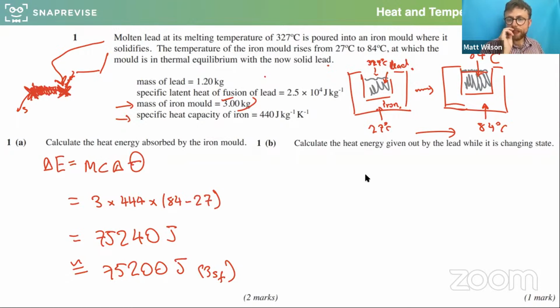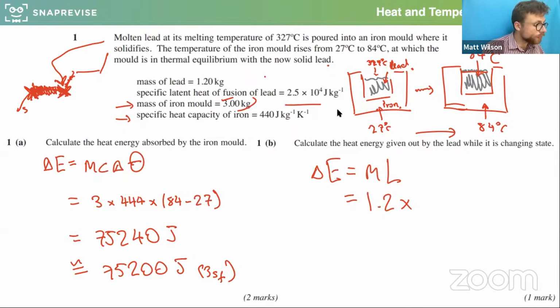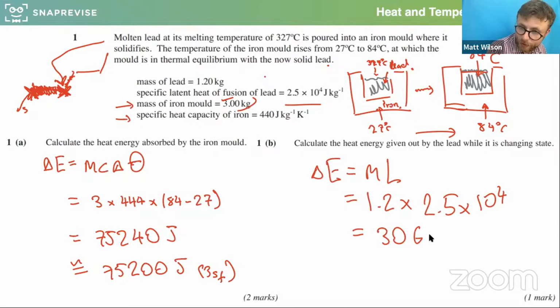Heat energy given out by the lead while it is changing state. This time it's change of state, so the formula we're going to use is change of energy equals mass times latent heat. Here we have been told the mass again, it was 1.2. And have we been told the specific latent heat of fusion? Yes, we have. It's 2.5 times 10 to the power 4. Chuck all of that into a calculator and you'll get 30,600. And that's in joules.